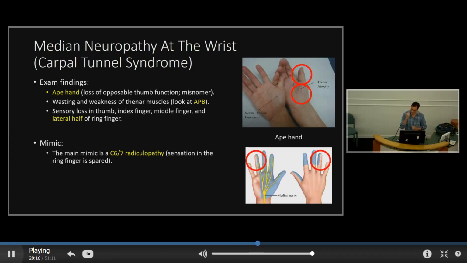I learned it as a C6 shooter, a gun. So C6 does sensation for the thumb and the index finger. C7 does the middle finger, but they don't do the ring finger, either of them. That's C8. So if the ring finger is completely spared, it's probably not carpal tunnel. Carpal tunnel should involve half the ring finger. It's very useful.